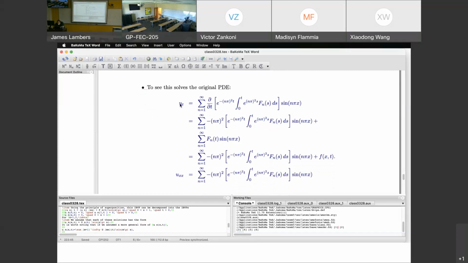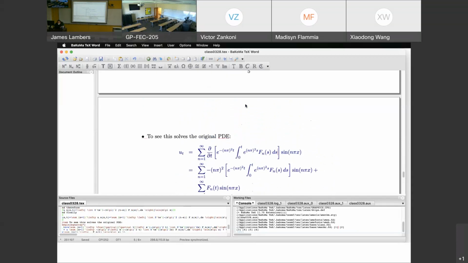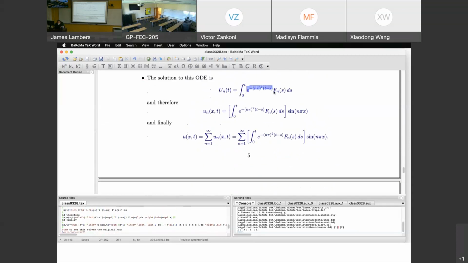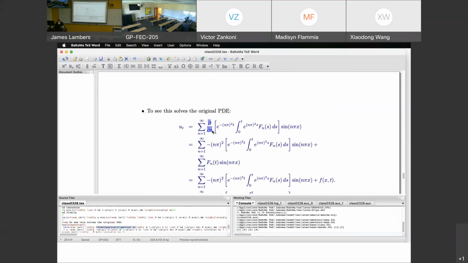To show you that this solution actually does satisfy the original PDE, I need to compute u_t and u_xx. So for u_t, I need to take a time derivative of this whole thing. Now, you might see I've written it a little differently than before. Before I had it written like this, but I took the exponential involving t, so e to the minus n pi squared t, and I pulled it outside the integral. And the reason I did that was to make this differentiation easier.